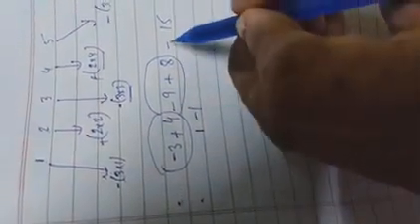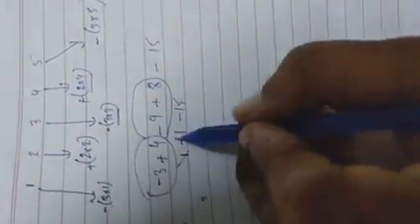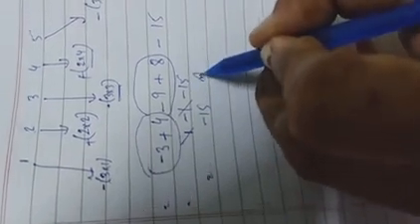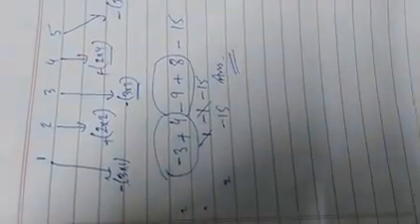Clear? And the final one is this. Again 1 minus 1, it will cancel off. Your answer is minus 15. So this is your answer. Next is question number 8.